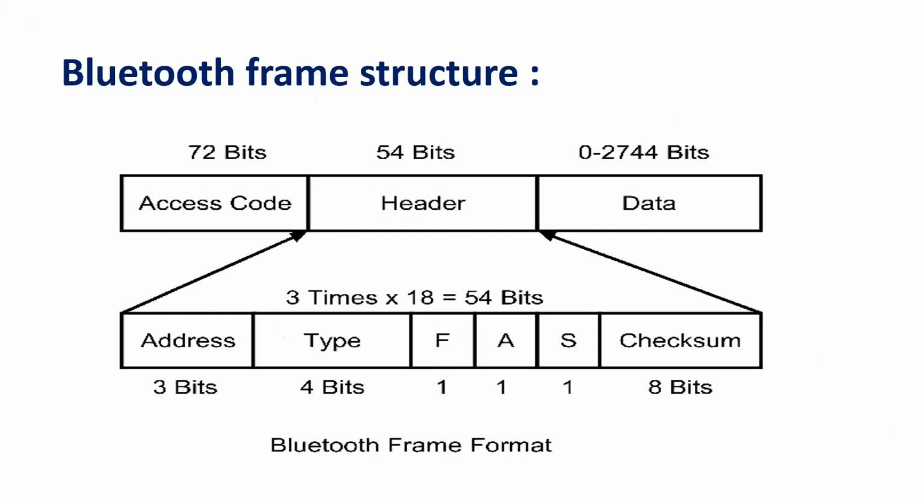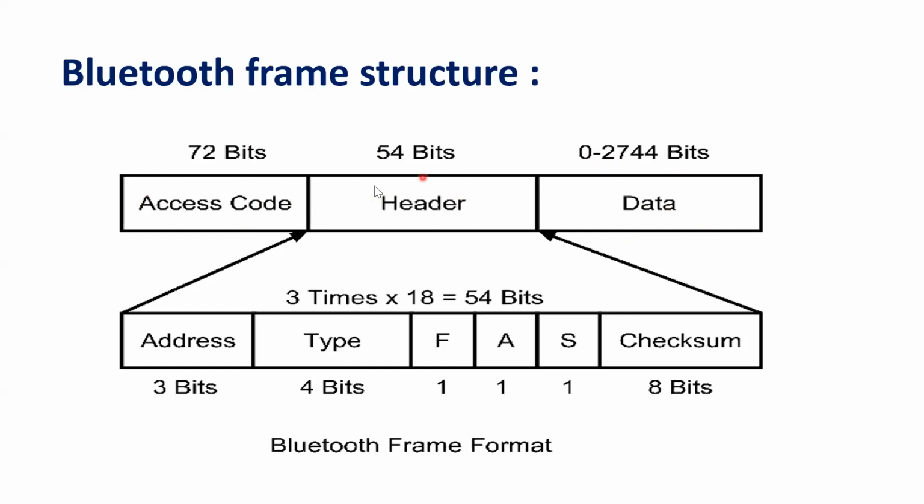Now, let us go to another point which is given in your syllabus, and that is the Bluetooth frame structure. As data is transmitted in the form of frames, what is the frame structure that needs to be studied? Here you can observe a complete frame which is basically divided into three fields: access code, which is 72 bits, header, which is 54 bits, and data. It is variable and it varies from 0 to 2744 bits. So variable data length is allowed here.